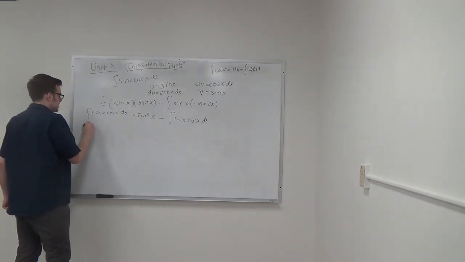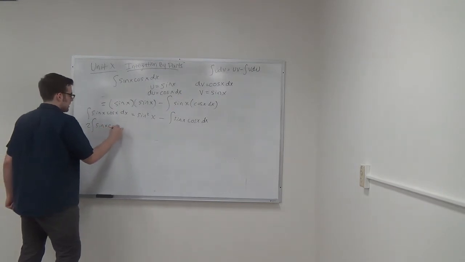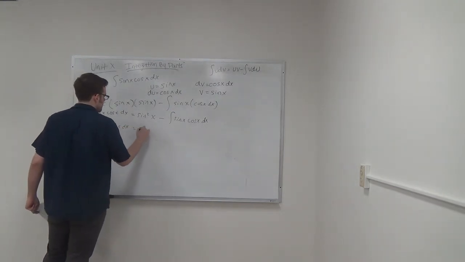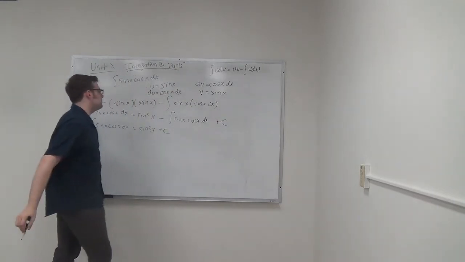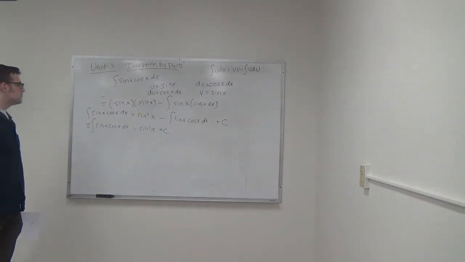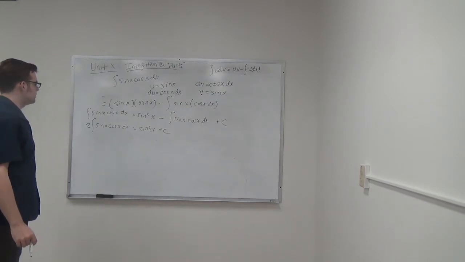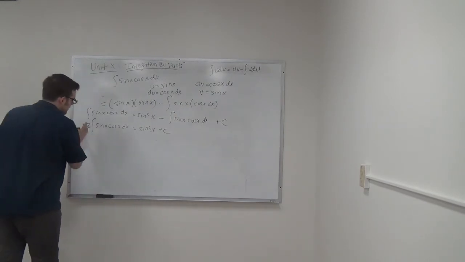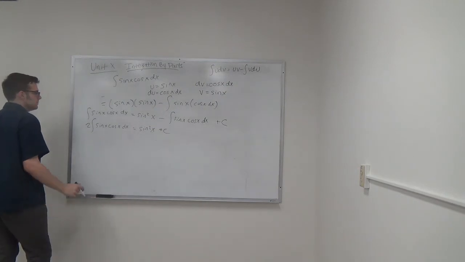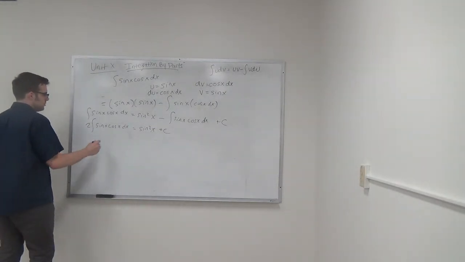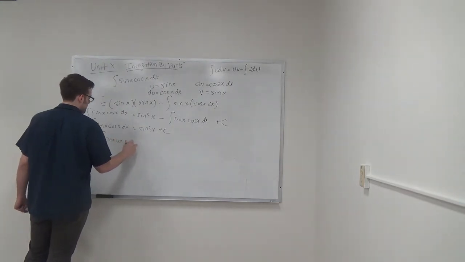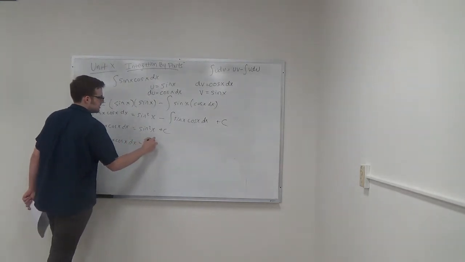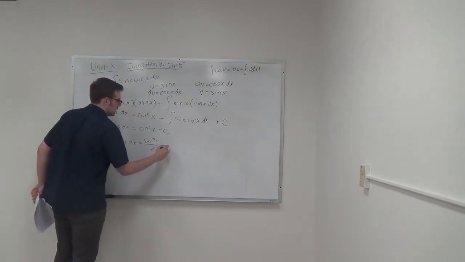So we have 2 times the integral of sine of x cosine x dx is equal to sine squared of x plus c. Let's not forget the c. Divide by 2, and we get the integral of sine of x cosine x dx is equal to sine squared of x over 2 plus c.